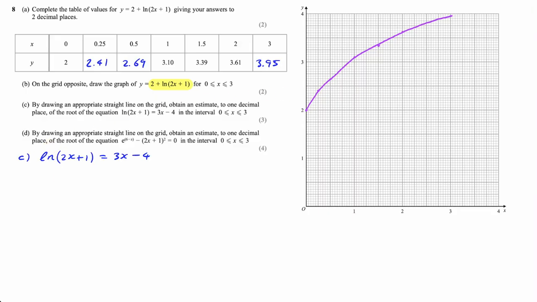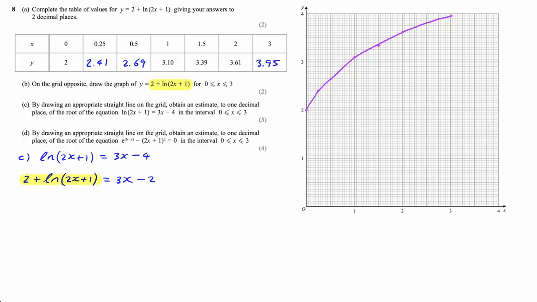So the first one's pretty straightforward. I just need to add 2 to get 2 plus ln of 2x plus 1. But if I add 2 to the left, obviously I need to add 2 to the right. So this becomes 3x minus 2, because minus 4 plus 2 is minus 2. So now this is the same as this. Look, you can see it. This is the same as this. So this is now y.